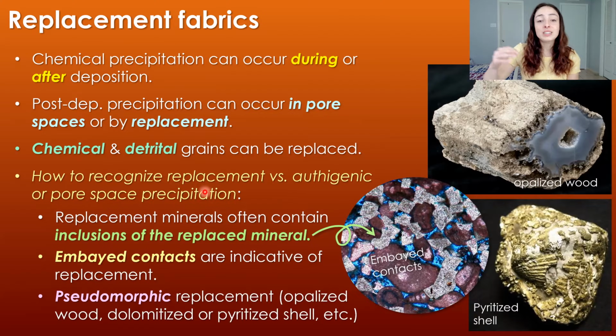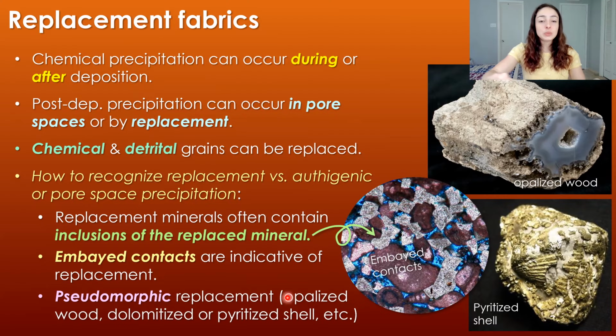So how can we recognize replacement versus authigenic or pore space precipitation? Well, replacement minerals often contain inclusions of the replaced minerals. So sometimes, like we saw with the poikiloblasts, they have a bunch of inclusions of the underlying material within them. And that means that they're typically formed by replacement. Another way we can look at it is the embayed contacts. So embayed contacts are indicative of replacement. And what this means is basically these euhedral dolomite crystals are penetrating the previous crystal grains. And we can see that with some of these fossiliferous fragments being penetrated by that replacement dolomite.